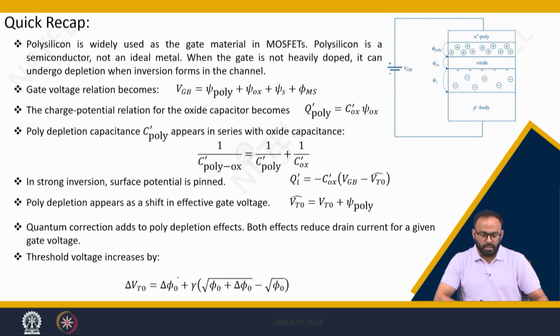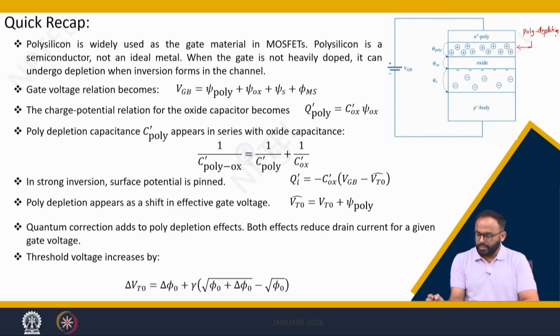So, let us get started with a quick recap. In the previous lecture, we discussed that polysilicon is widely used as the gate material in MOSFETs, where the oxide thickness is very small. So, in some sense, to increase the effective oxide thickness, instead of metal, we will use a polysilicon gate. But when you replace the metal gate by a polysilicon gate, there will be an inherent physical property, as poly depletion comes into the picture.